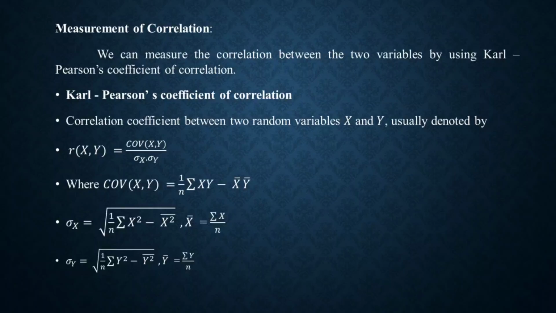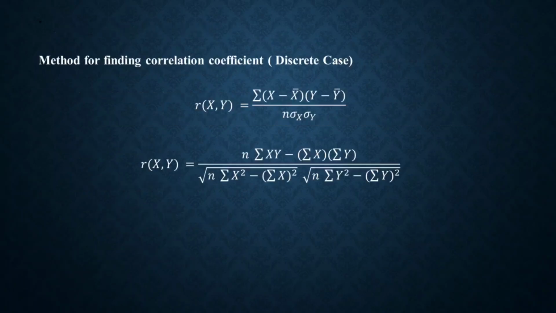So using this formula we can solve the problem, and there is one more formula. Let us see that. That is r(x,y) equal to sigma (x minus x bar)(y minus y bar) divided by n sigma x sigma y. That is equal to n sigma xy minus sigma x into sigma y divided by root of n sigma x square minus (sigma x) the whole square into root of n sigma y square minus (sigma y) the whole square. So using this formula we are going to solve a problem.